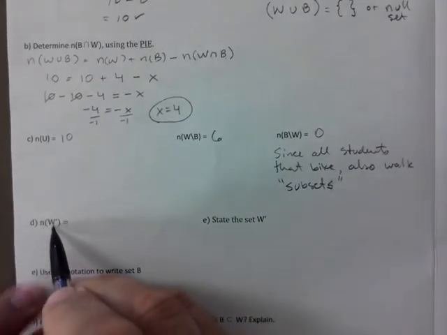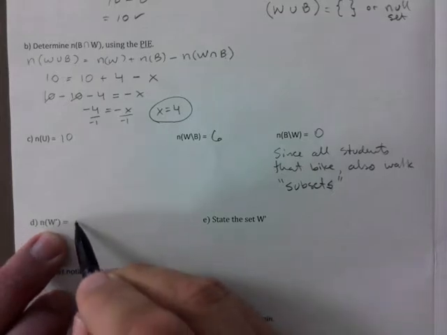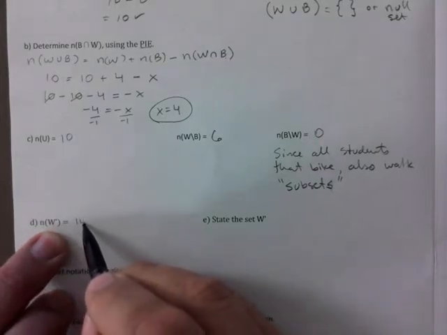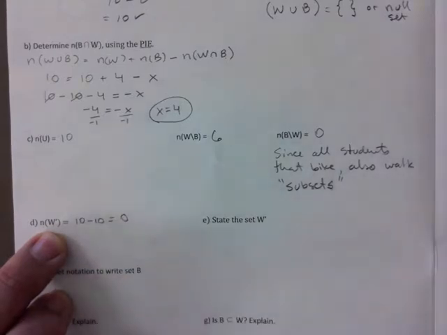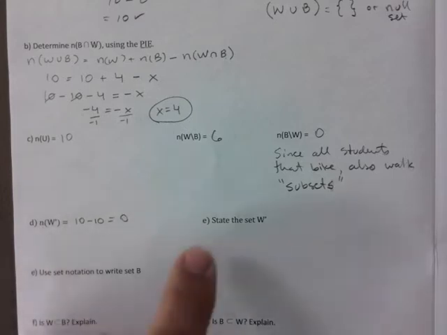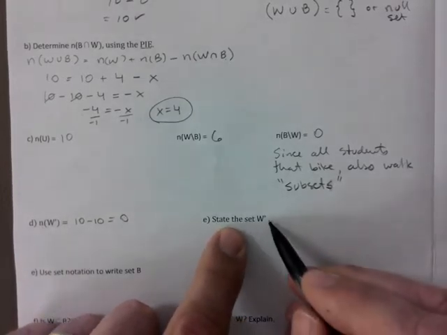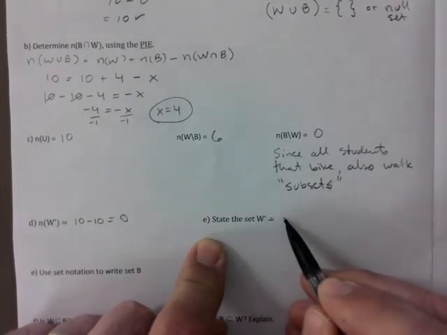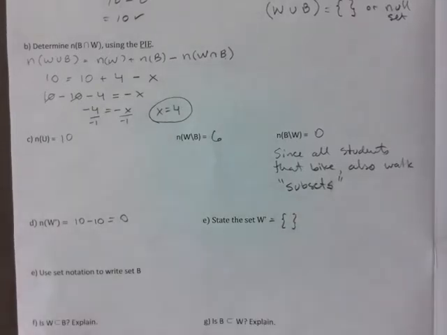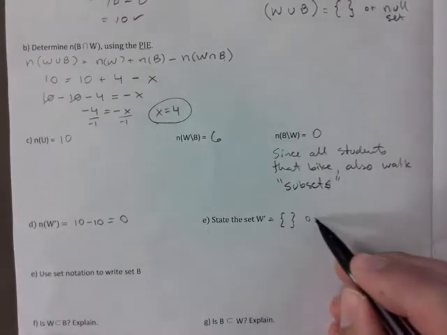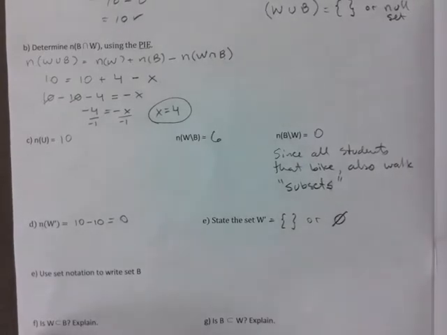What are the numbers that are not walking? So take the universal, and you take away the ones that walk, it's 10. So there's actually 0 that are not walking. State the set not W, that is an empty set. Or use the set notation to write set B.